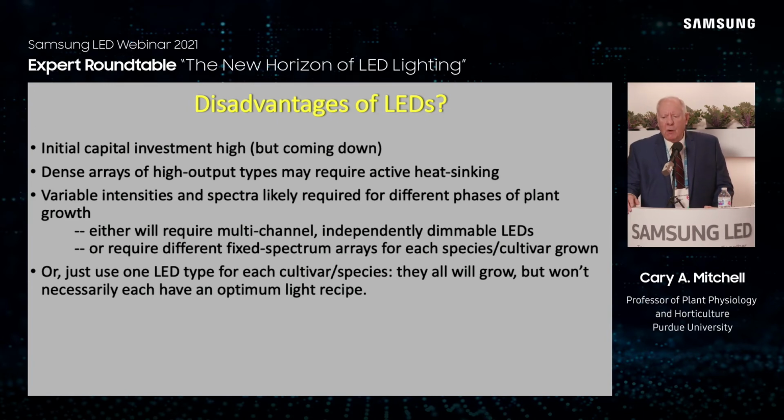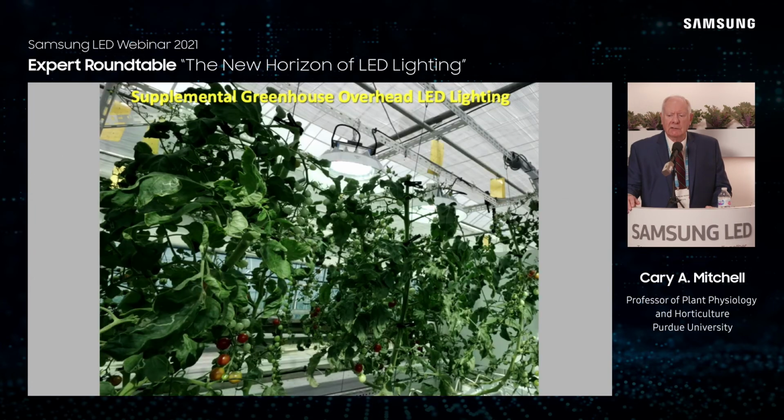Where we're going to go with the need for variable spectra throughout the life cycle of crops or with different crops, I'm not sure. It would be really nice to have dimmable LEDs and also be able to change the red and far red ratios for sure, and possibly also the blue and the green. And I think this is all coming with the evolution of the industry.